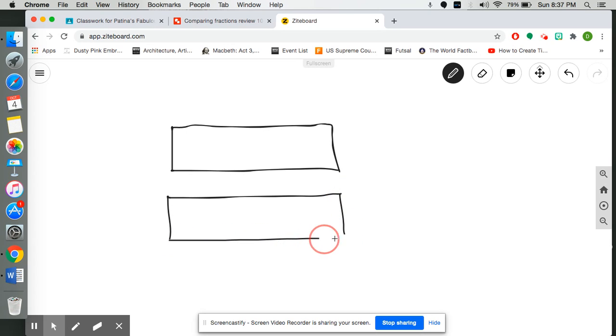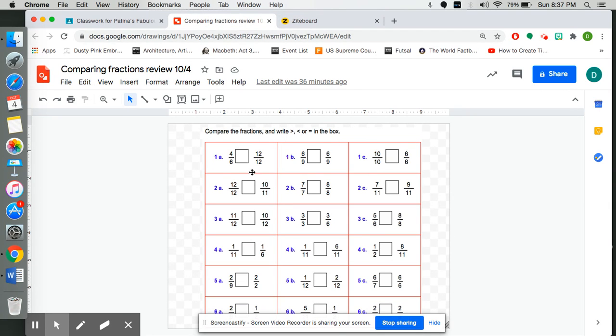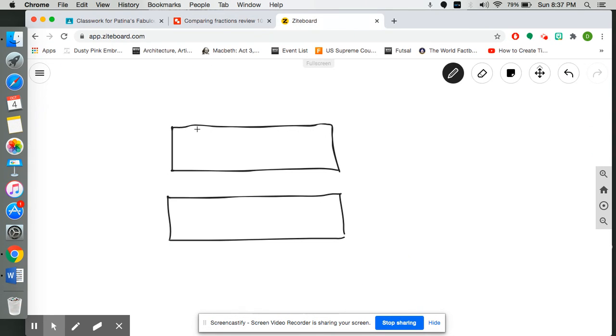Okay, so first thing I'm going to do is draw my first fraction, which is 4/6. What that means is that I have 6 equal parts in my whole, and 4 of them are going to be shaded. So I'm going to split my whole into 6 equal parts. 1, 2, 3, 4, 5, 6. And I'm going to shade in 4 of them. You don't need to shade them in all the way, just enough so that your eye can see which one's a little bigger. The next one that I'm going to do is 12/12.